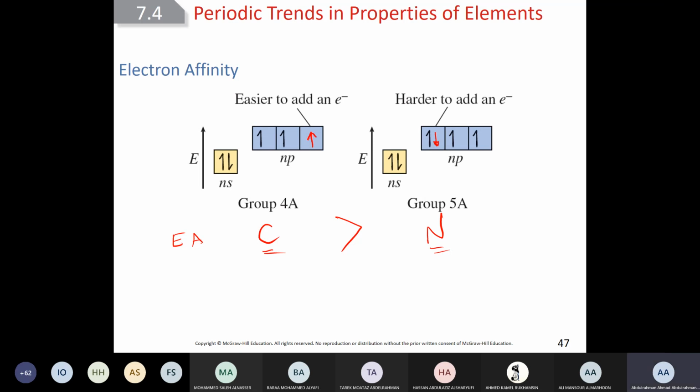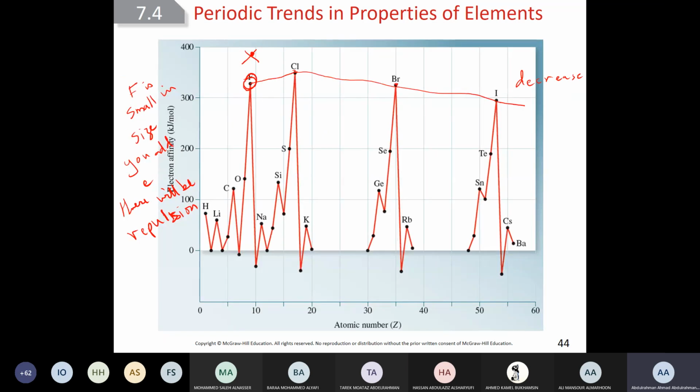Because you are putting the electron where? Here, in the new room. But when you put an electron here, what will happen? Repulsion, loss of energy. They don't want to be in the same room. This electron does not want a roommate. He wants to live in the room by himself. All right? Okay, that's why. Let's go back to the electron affinity.